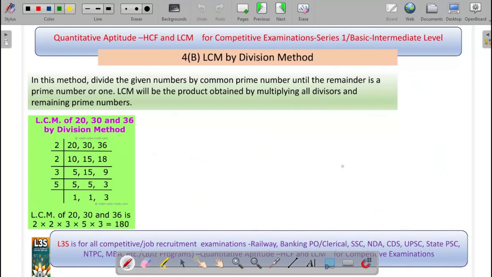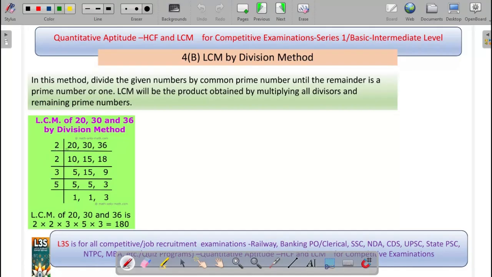Another method we can find LCM is by the division method. In this method, divide the given numbers by a common prime number until the remainders are prime numbers or 1. LCM will be the product obtained by multiplying all divisors and remaining prime numbers. So here one example we have given: 20, 30 and 36. First we take prime number 2.